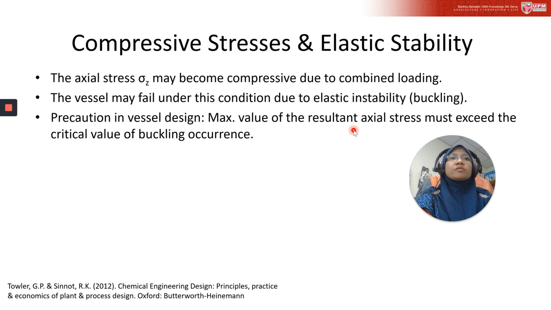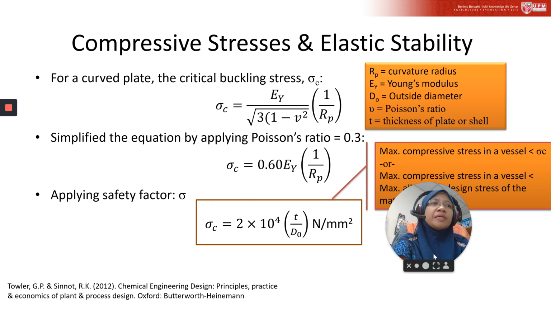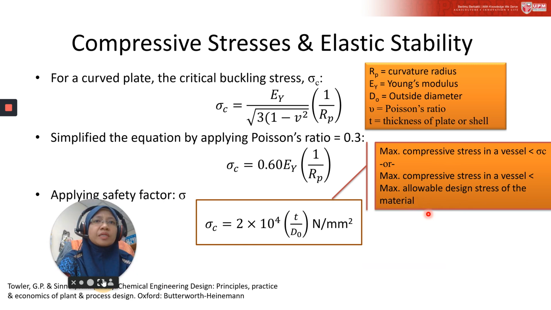So how do we calculate that? We can use this equation for a curved plate. This is the critical buckling stress. What we need is the curvature radius, Young modulus, outside diameter, Poisson's ratio, and thickness of the plate or shell. But there are several expressions here. The final expression is this one, after it has been simplified.